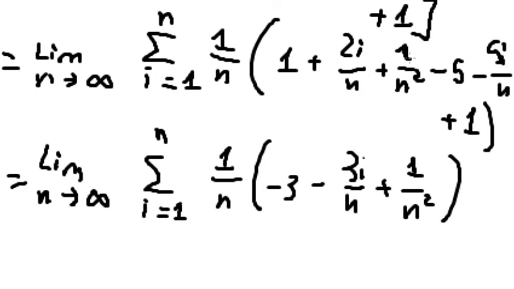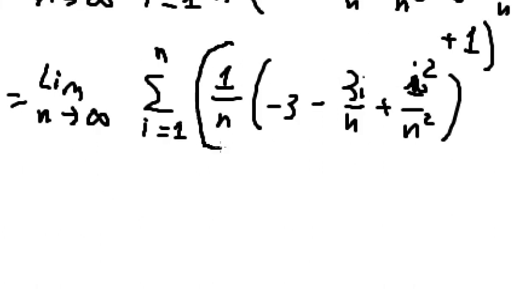Oh, sorry, I just made a mistake. So this one is i squared. Now we have 1 over n multiplied by negative number 3, negative 3i over n, and i squared over n squared in here.